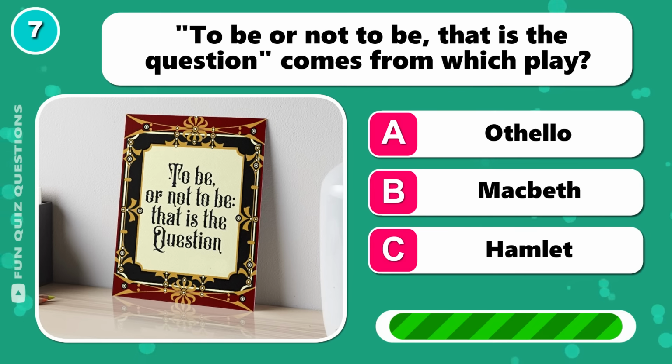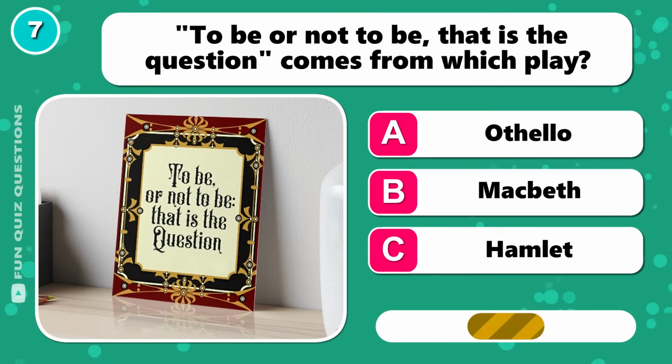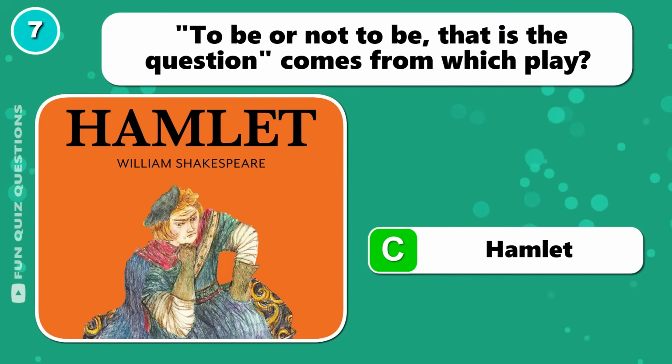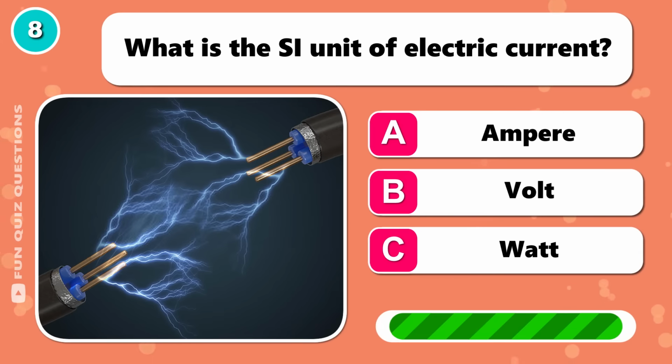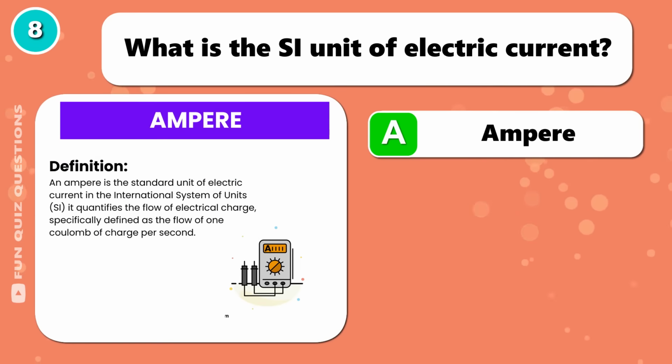"To be or not to be, that is the question," comes from which play? Correct, it's C, Hamlet. What is the SI unit of electric current? Yeah, it's A, ampere.